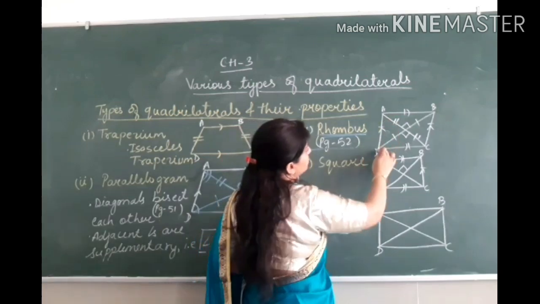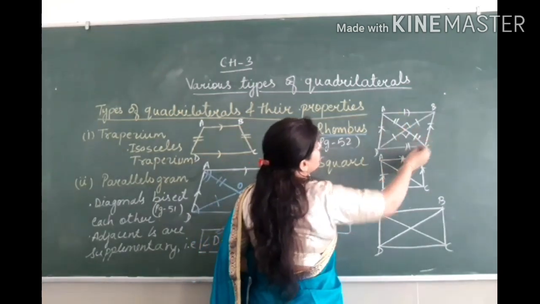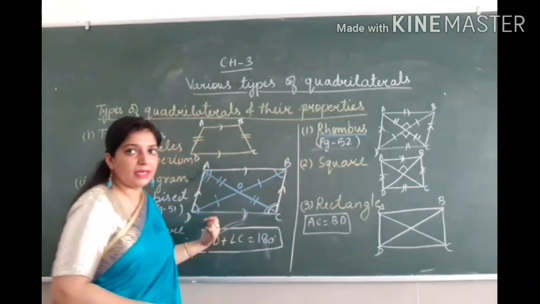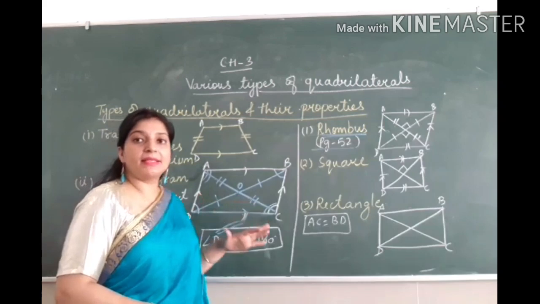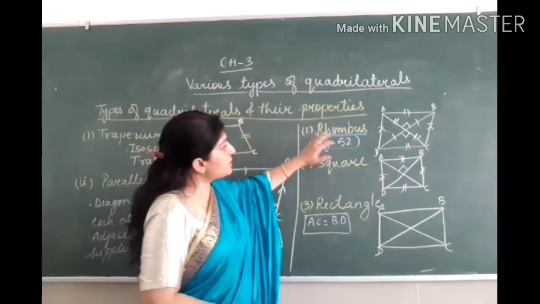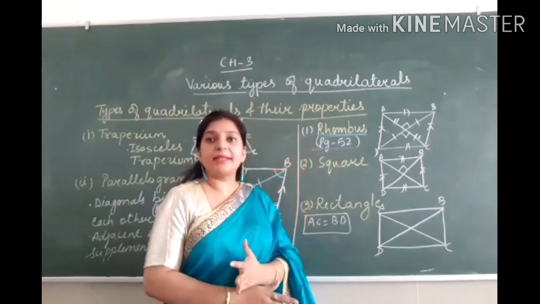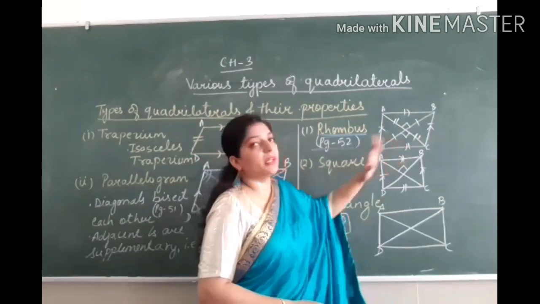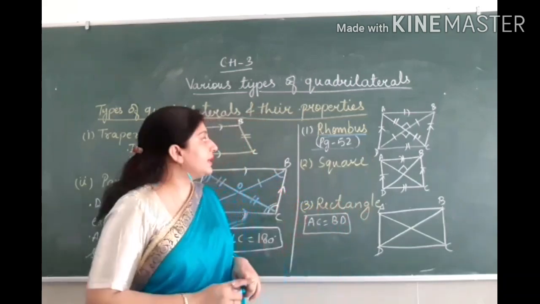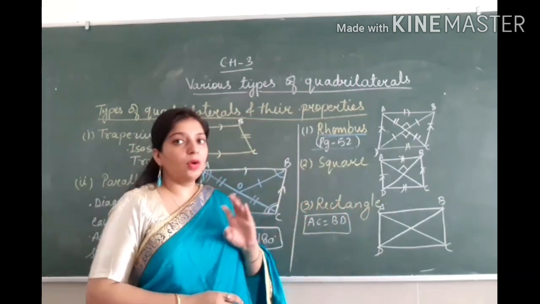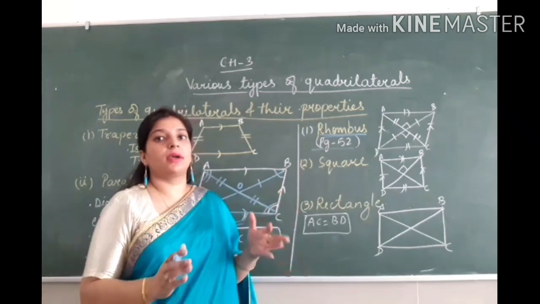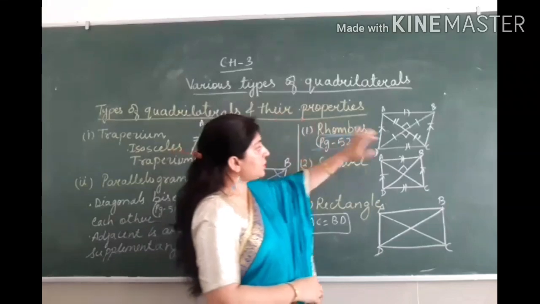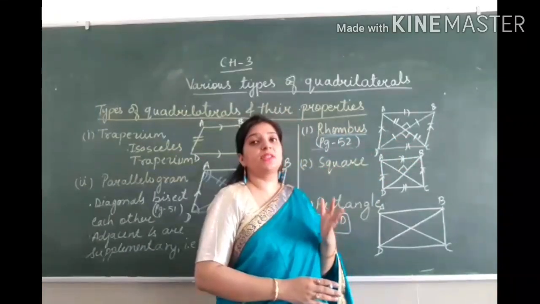And then diagonals of the rhombus bisect each other. Again it is a parallelogram. We have already learned that diagonals of a parallelogram bisect each other. But what is the difference in rhombus? Diagonals will bisect each other at 90 degree. Secondly, diagonals of the rhombus are not equal. One diagonal is shorter and another diagonal is longer than the previous one.